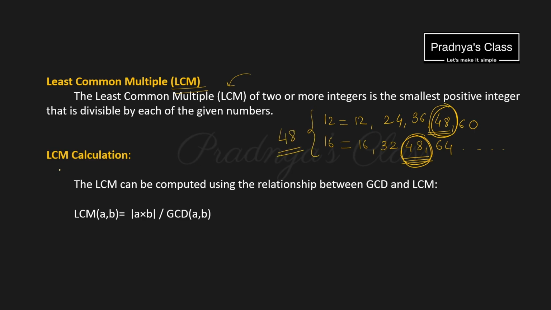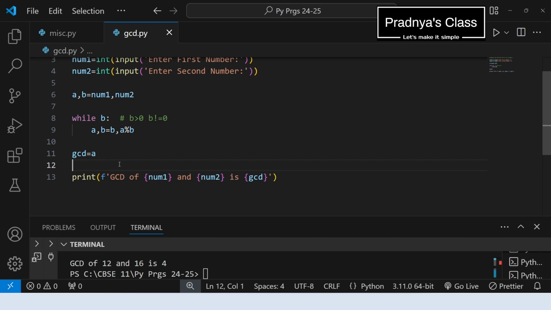If we already have GCD, we can use this formula to calculate LCM. Look at the formula. This is nothing but the absolute value of A multiplied by B, divided by GCD. This AB refers to the original numbers, that is number 1 and number 2. Alright, we understood it. Now let's code.